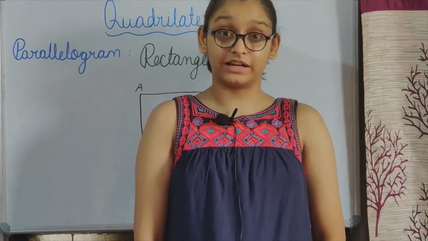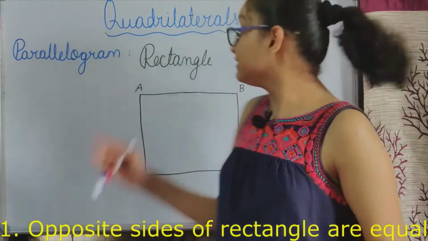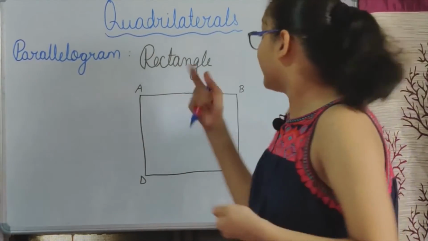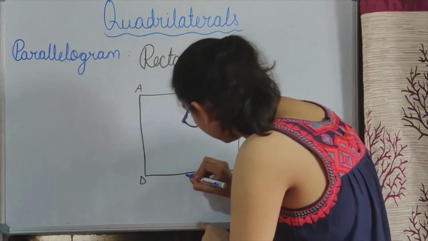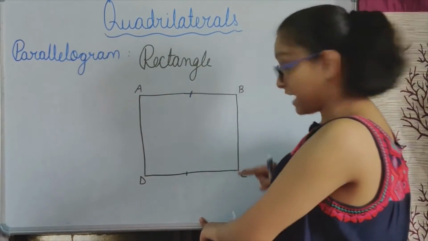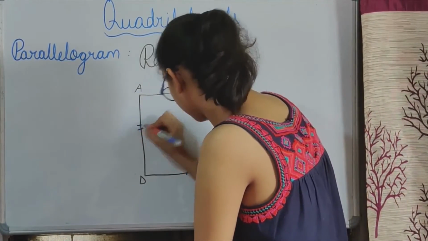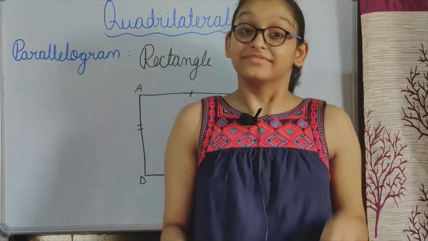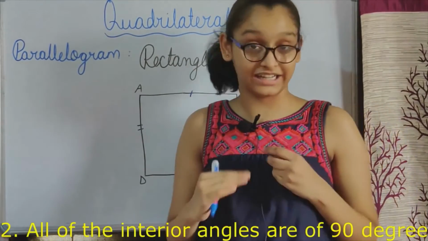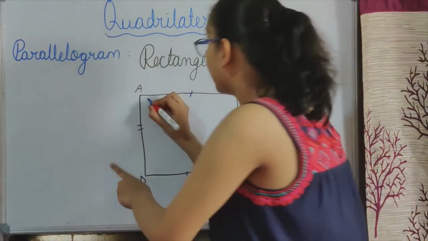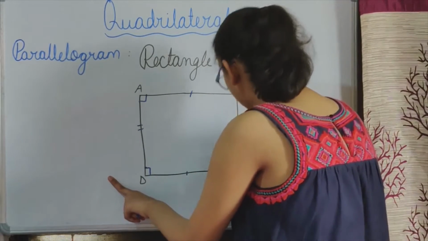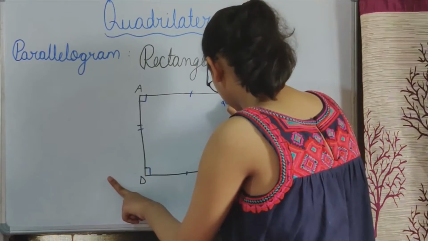The first property of rectangle is that opposite sides of a rectangle are equal. This means that side AB is equal to side DC and side DA is equal to side CB. The next property of rectangle is that all of its interior angles are of 90 degrees. This means that angle A, angle D, angle C and angle B are of 90 degrees.